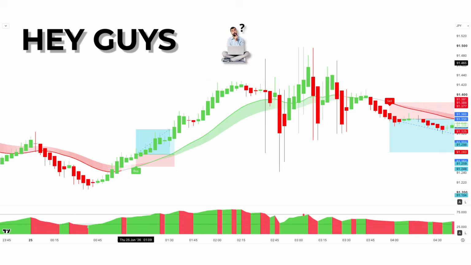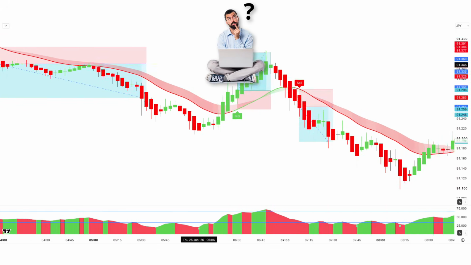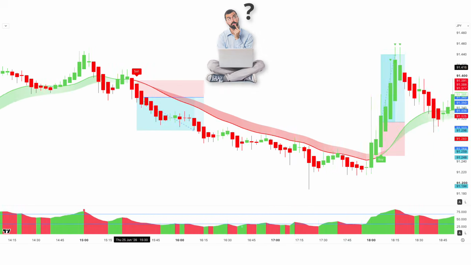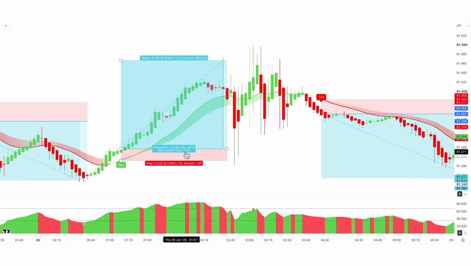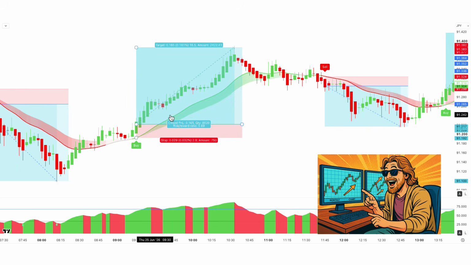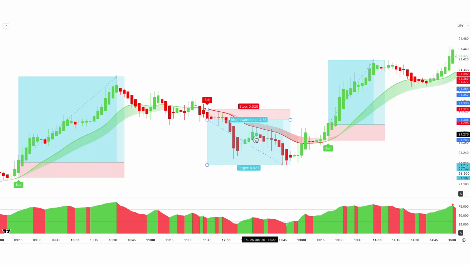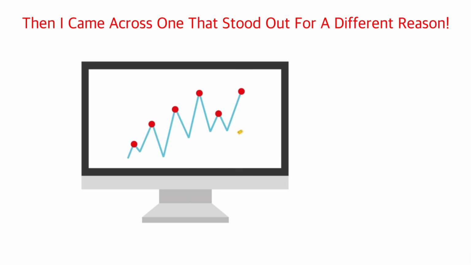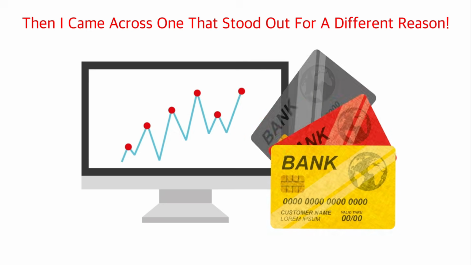Hey guys, what if one indicator could make your scalping decisions much clearer without covering your chart with dozens of tools? I've spent a long time testing different scalping indicators. Some looked impressive at first, but many produced inconsistent signals or added unnecessary complexity. Then I came across one that stood out for a different reason.